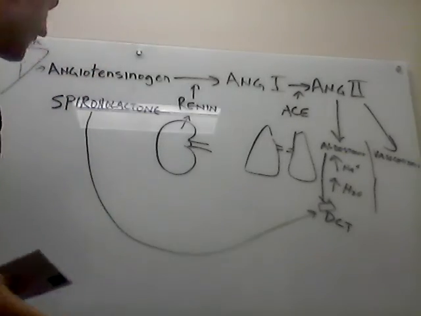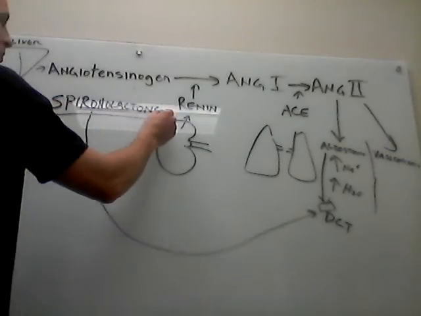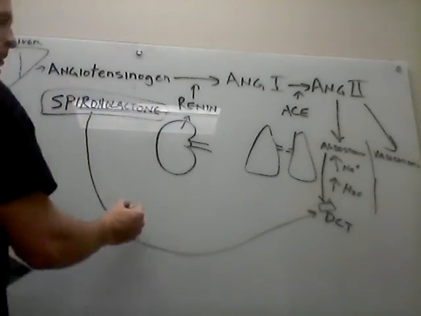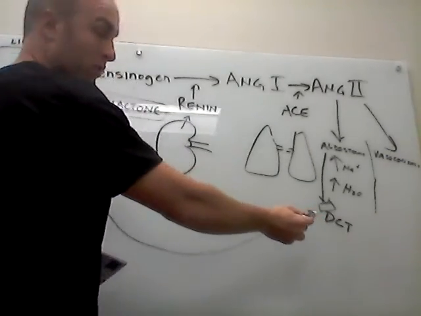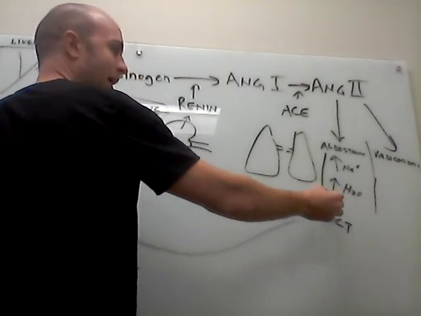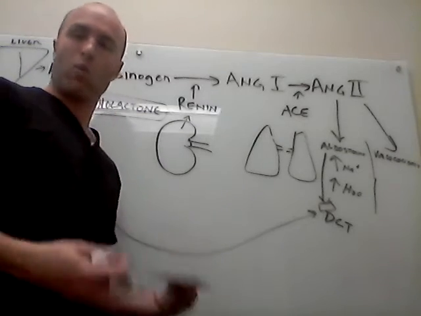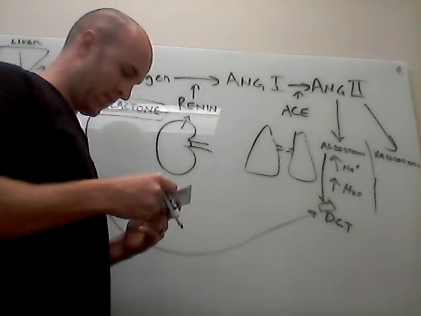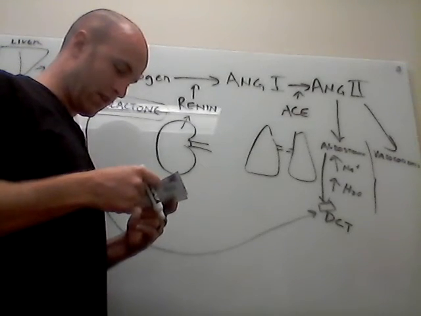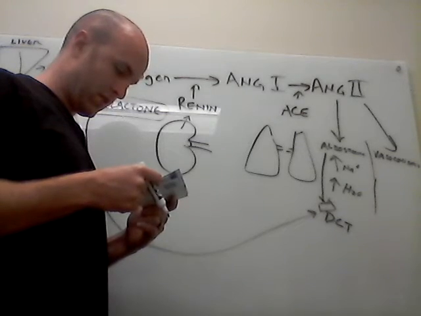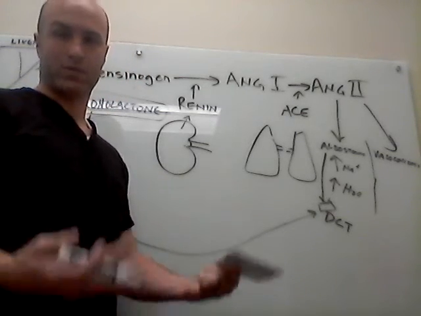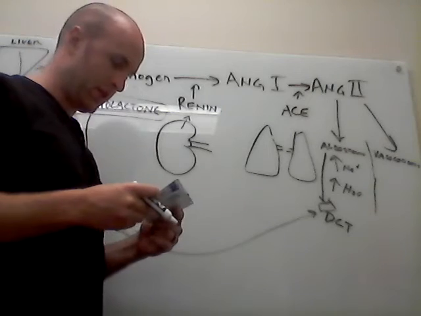So if a person has that condition going on, you give them spironolactone, and spironolactone is going to go over here, go to the distal convoluted tubule, and it's going to block aldosterone from binding, which is going to cause you to pee out more water. Okay? Side effect is hyperkalemia, because it's potassium sparing, so you're holding on to too much.